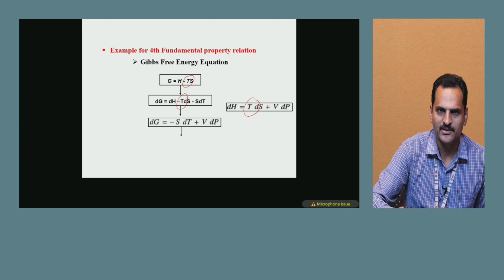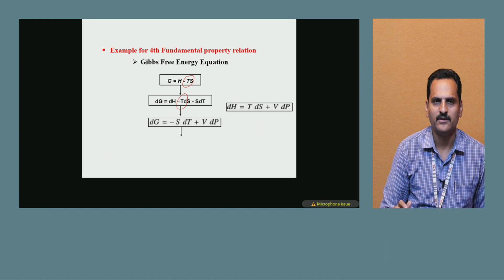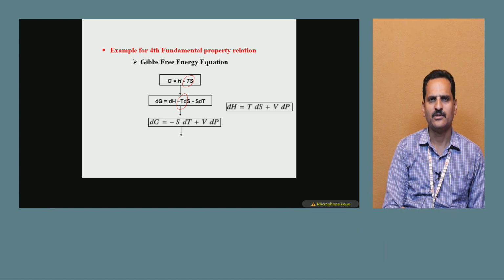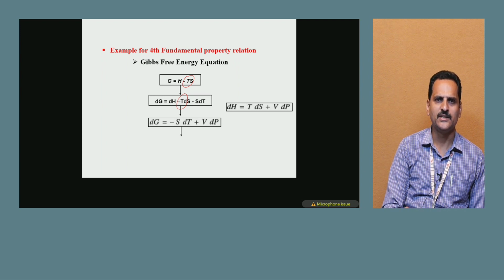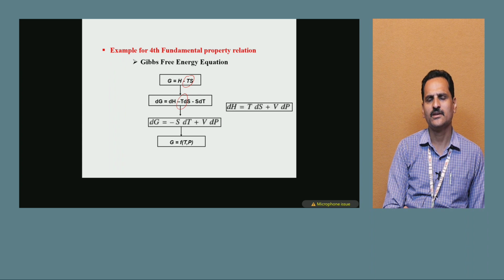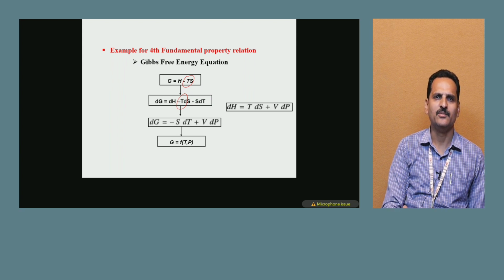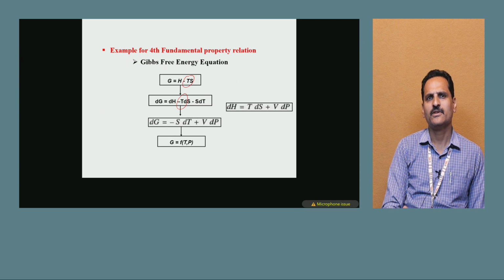So the final fundamental property equation has minus SdT. These will be cancelled, and you can get the final fundamental property equation of Gibbs free energy: dG is equal to minus SdT plus VdP. That means the Gibbs free energy is a function of the temperature and pressure. If you know the temperature and pressure, we can estimate the Gibbs free energy of a thermodynamic system. So these are the four fundamental property equations.